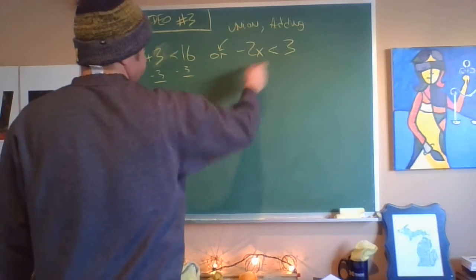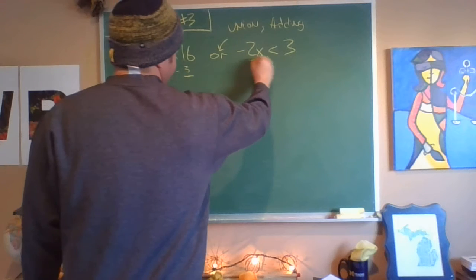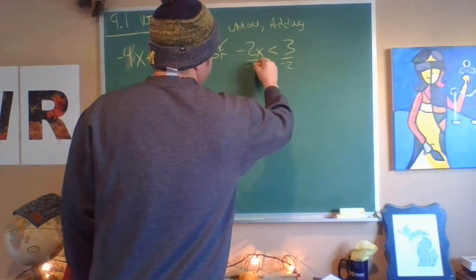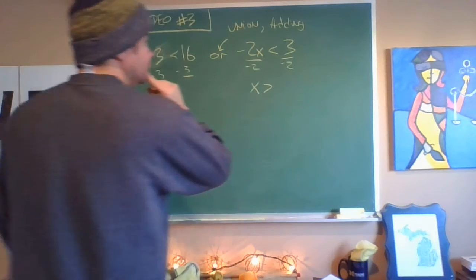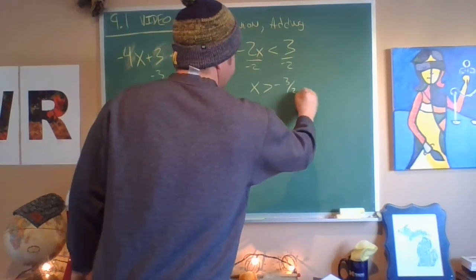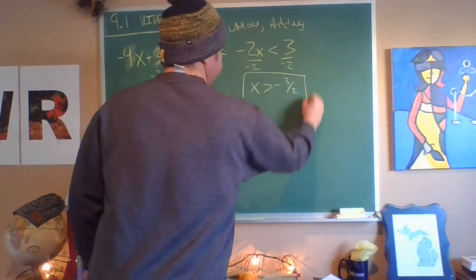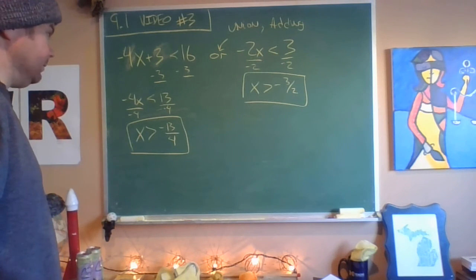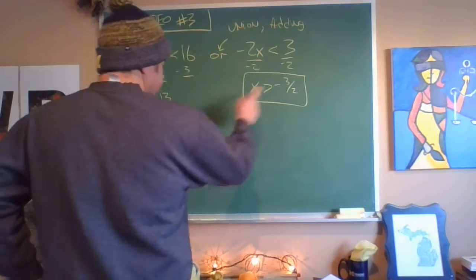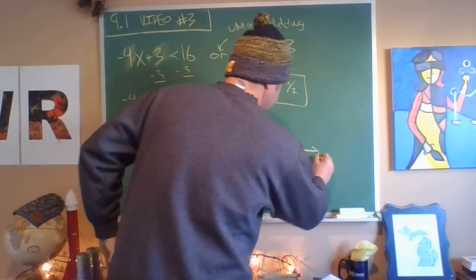This one right here, it's only going to be one step, but I do have to be careful because I'm dividing by a negative. That's going to give me x is greater than negative 3/2, right? So that wasn't too bad. Okay, so next I'm going to graph these two inequalities and see what I'm dealing with.